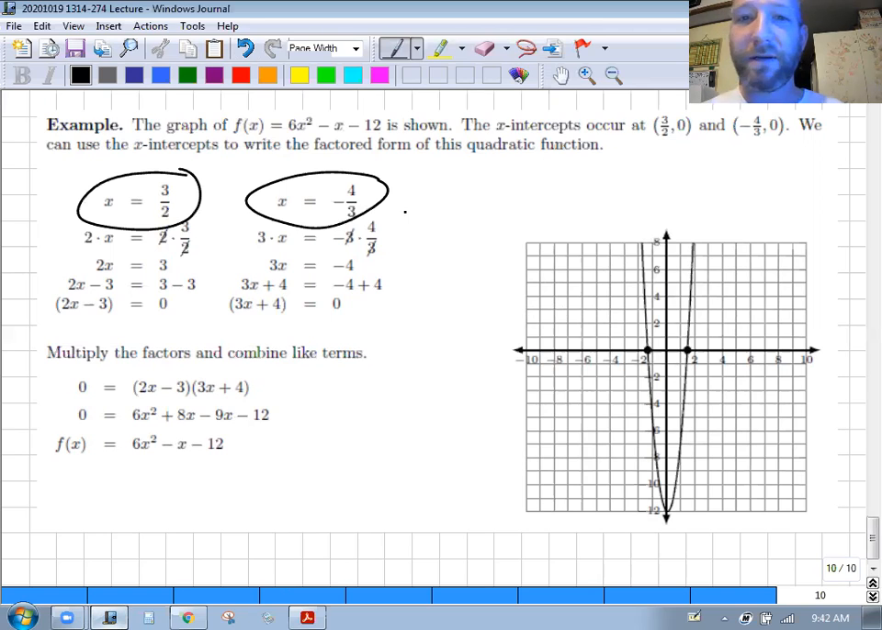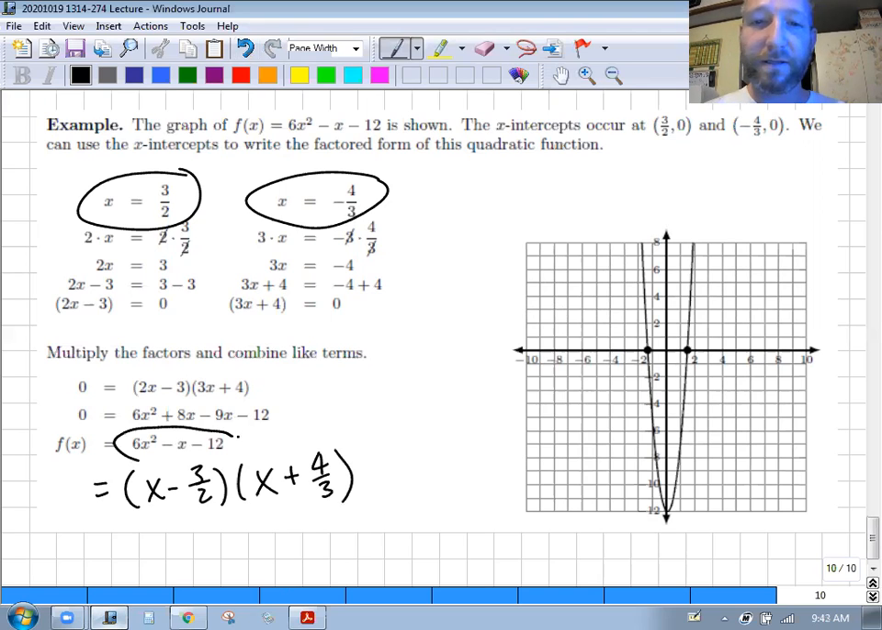Our intercepts. So our factors here would be x minus 3/2 and an x minus a negative 4/3. So that'd be a plus 4/3. All right, this is equal to that.